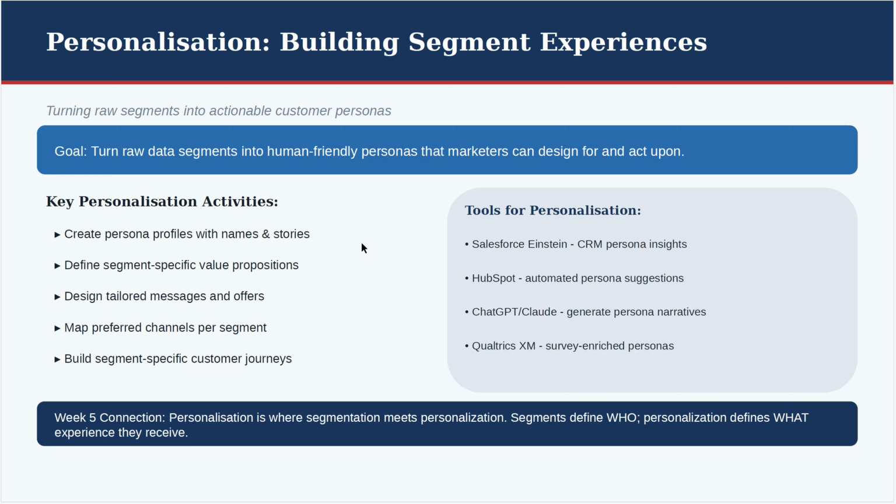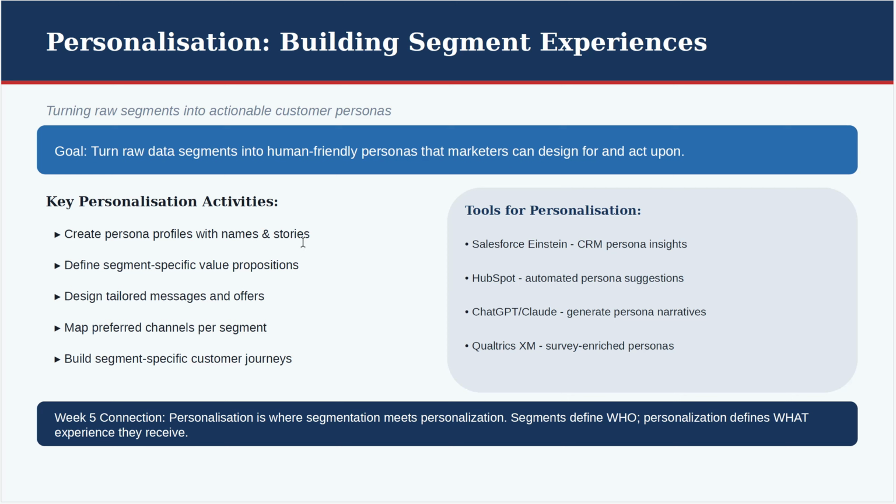Then for personalization, the goal is to turn raw segments into human-friendly personas. It could be one person, it could be a cluster of people. And it helps marketers design for and act upon. Okay, so what offers do you design for this persona, and how do you act upon your insights? So what are some key personalization activities?